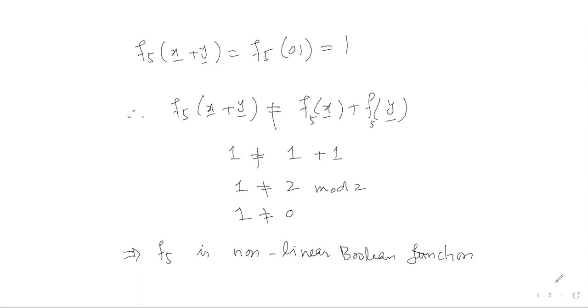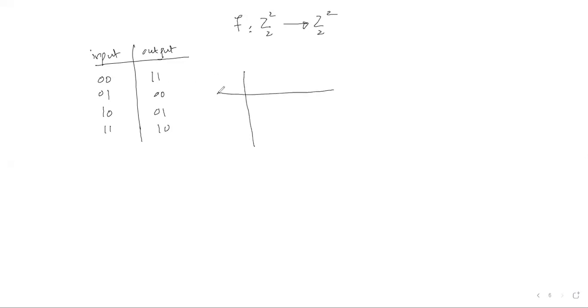If I define another function f from V2 to V2, it takes two inputs and therefore gives two outputs. The inputs are 00, 01, 10, and 11. This maps onto the outputs: this is 00, this is 01, and this is 10.